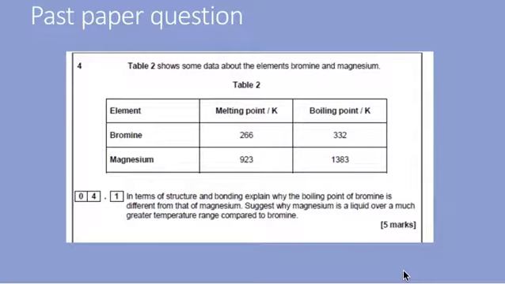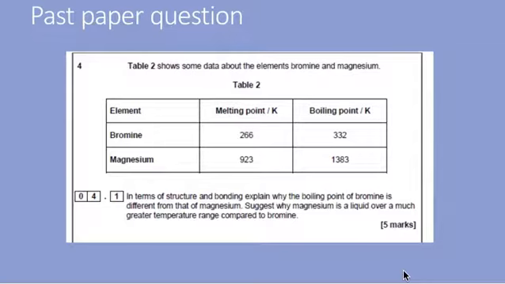Okay, so just to round things off then, this is a past paper question that came up in the exam last summer, and it relates to structure and bonding. Some information was provided on the elements bromine and magnesium, the melting point and the boiling point. And the question for 5 marks was: in terms of structure and bonding, explain why the boiling point of bromine is different from that of magnesium. Suggest why magnesium is a liquid over a much greater temperature range compared to bromine.